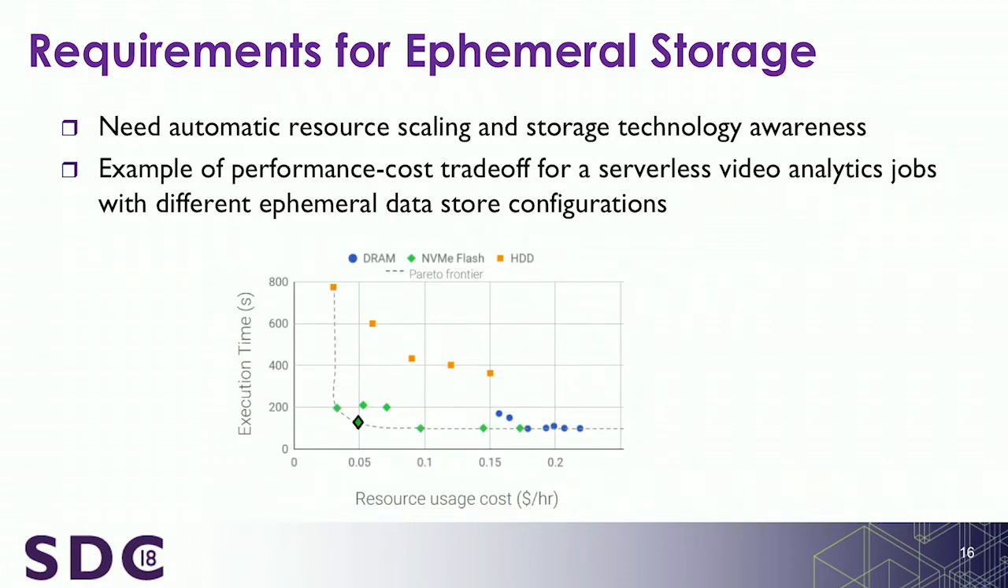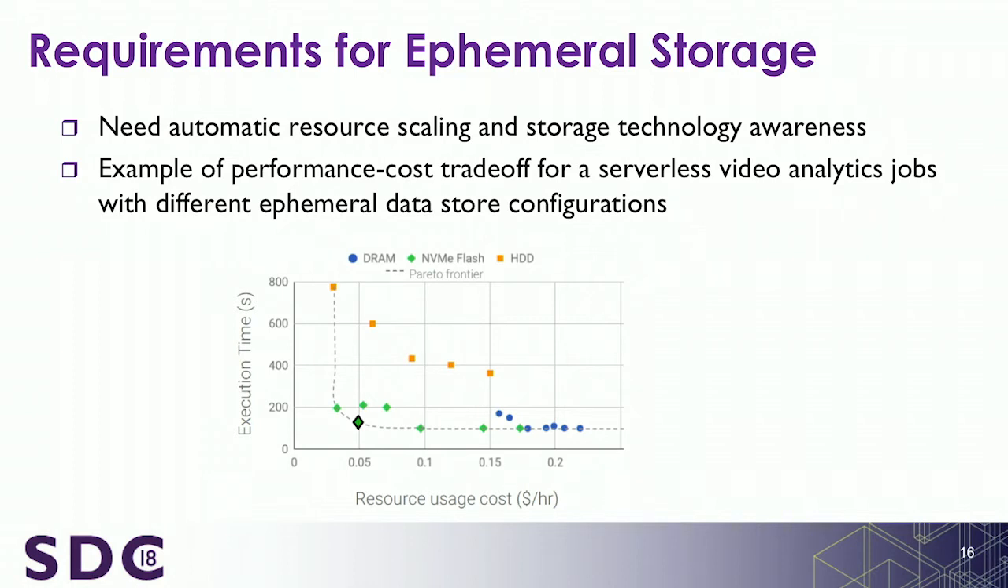And in addition to having high performance storage, meaning low latency and high throughput, we also care about optimizing cost. But optimizing cost while maintaining high performance requires us to intelligently select and scale the resources that we're using for this ephemeral storage. And this can be very challenging. So here we look at an example for a serverless video analytics job using an ephemeral storage system with different resource configurations. So we're plotting the performance on the y-axis and the cost per hour on the x-axis.